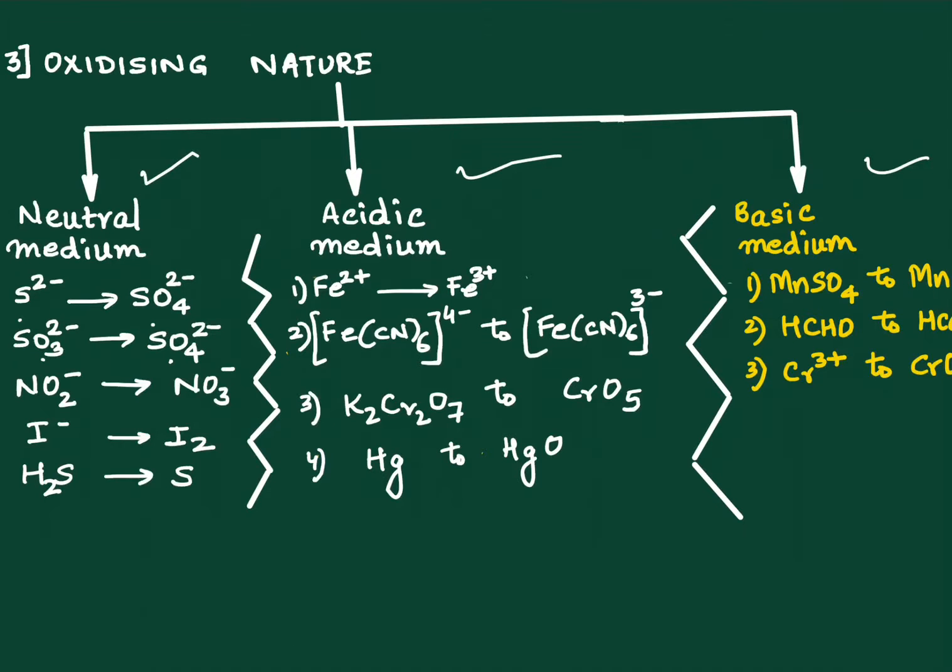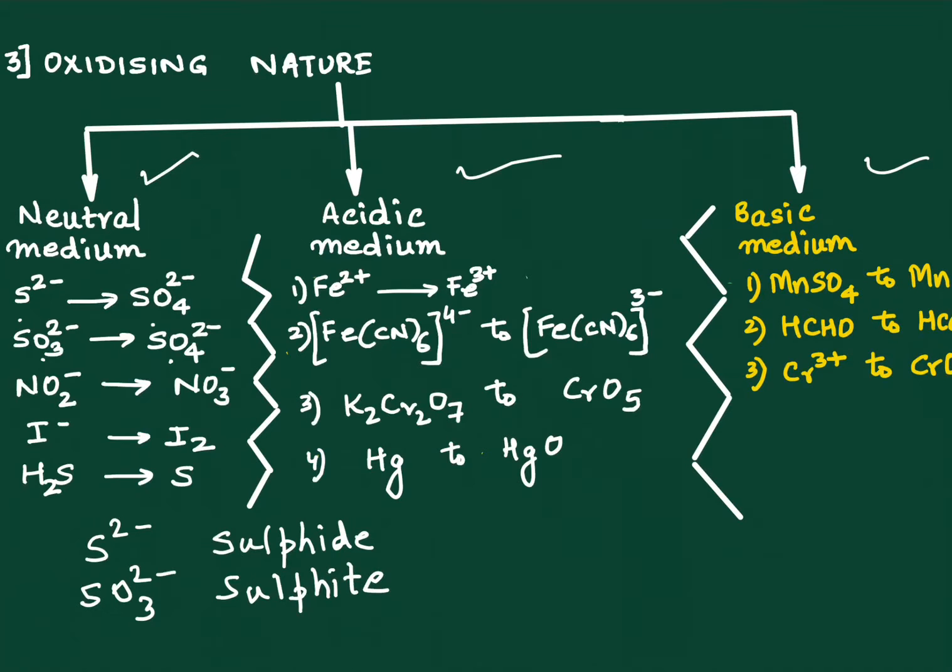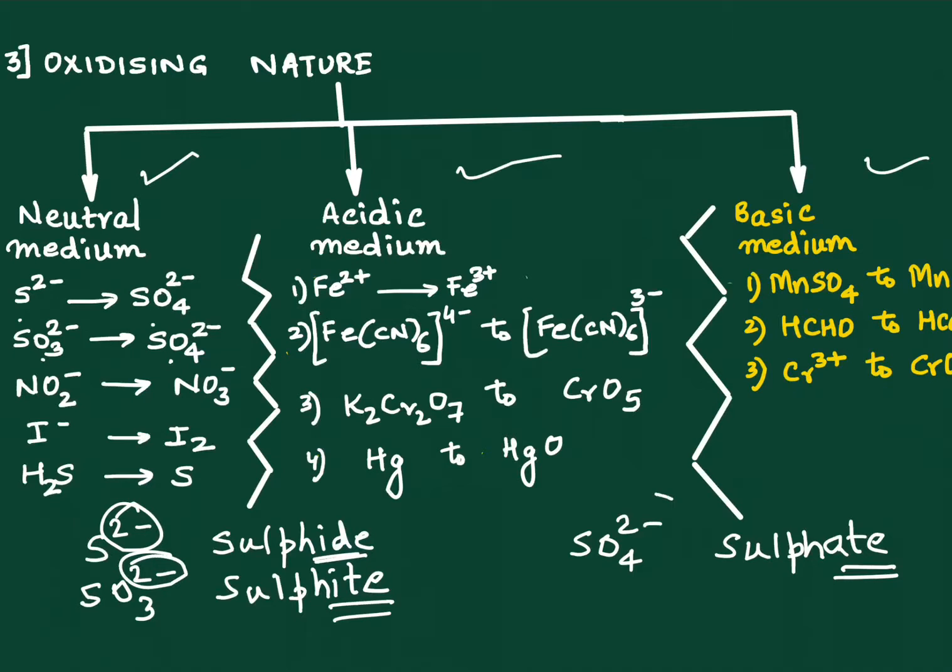Understand, S2 negative is sulfide, S-U-L-F-I-D-E. SO3 2 negative is sulfite, S-U-L-P-H-I-T-E. SO4 2 negative is sulfate, S-U-L-P-H-A-T-E. Each one of these has a valency of 2. You see the oxidation number over here, but their names are different, so you have to be very, very careful.